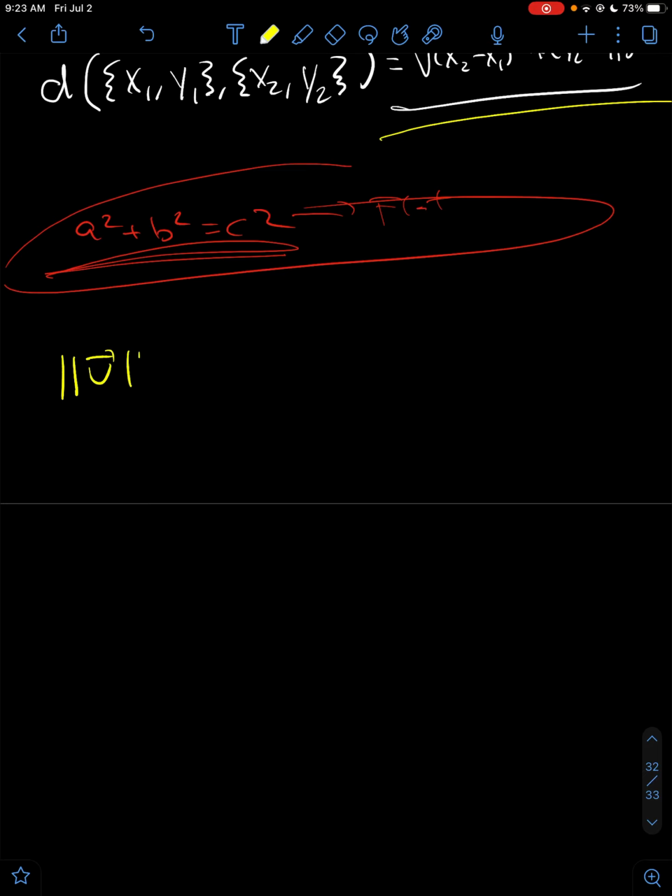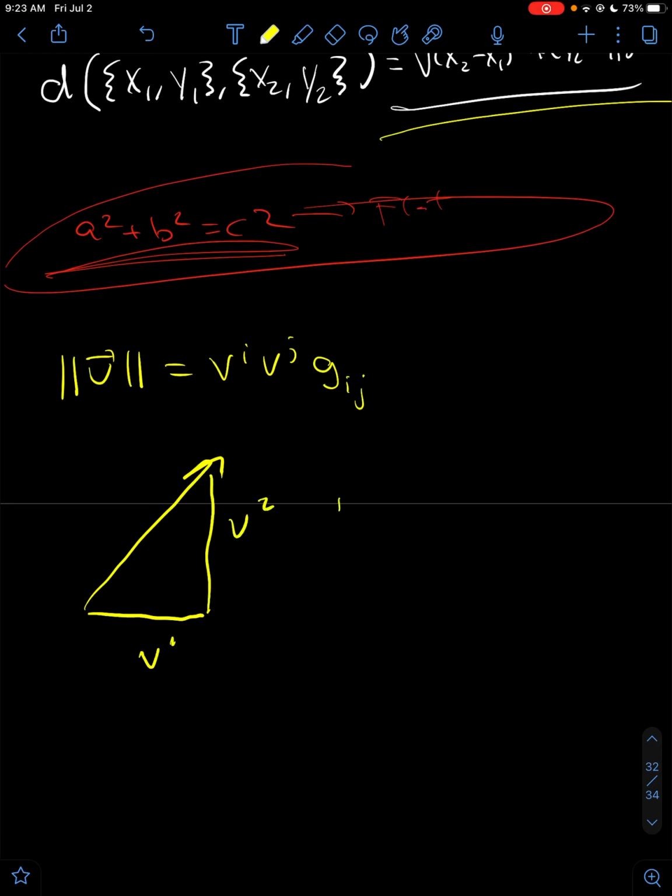The length of a vector squared should be v^i v^j g_ij. Like we have some vector here, we'd have v1 here and v2 here. i can be 1, 2, 3, all the way to the number of dimensions in your space. Same thing with j. So the length of a vector, which is the distance between 2 points, like A and B, will be v^i v^j g_ij, where g_ij is the metric tensor.